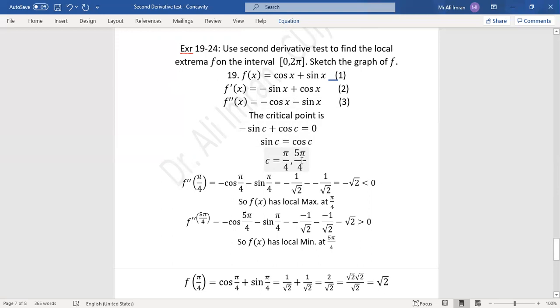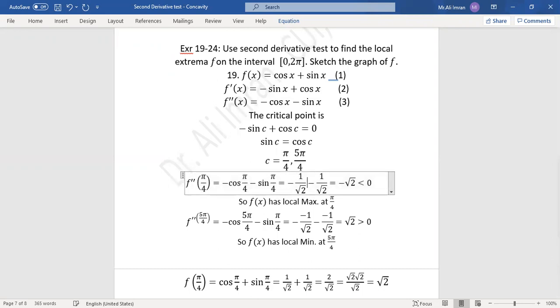Now we will check the local maximum or local minimum by putting these critical numbers in equation number 3. If we put x equal to pi by 4 in the second derivative, we have minus cos pi by 4 minus sin pi by 4, which is equal to minus 1 by square root of 2 minus 1 by square root of 2, which after simplification is equal to minus square root of 2, which is less than 0. It means that the function has a local maxima at pi by 4. The local maximum value will be determined at the end.